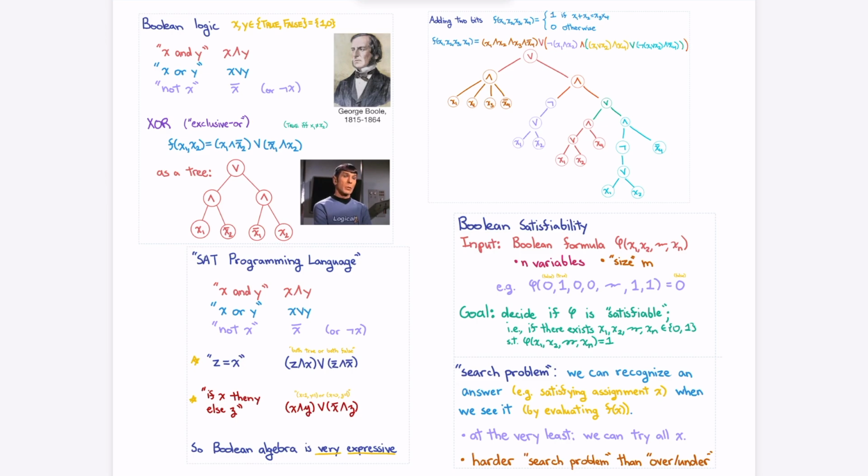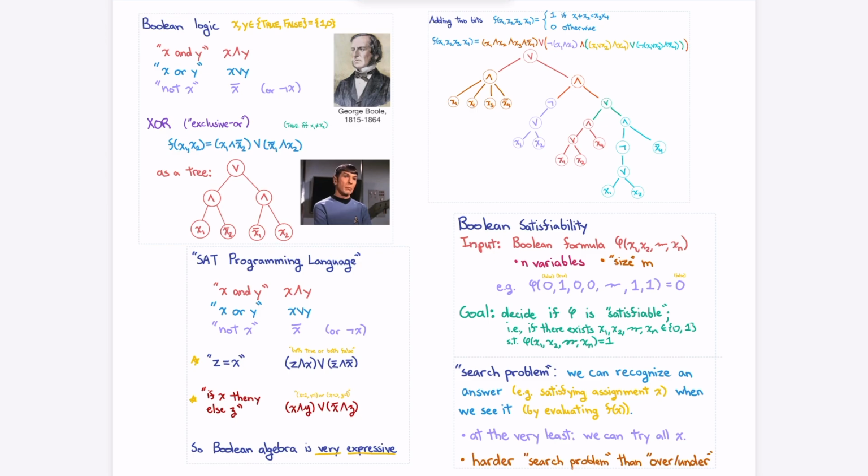And the feature is that if you do have a satisfying assignment, it's very easy for a computer to double check it's correct. The computer just kind of parses it, plugs it in. You can imagine writing a relatively straightforward program to evaluate a Boolean function. But as far as search problems go, it seems much harder than over-under.